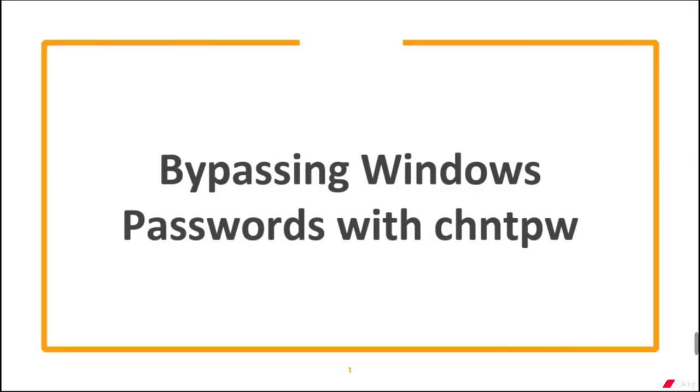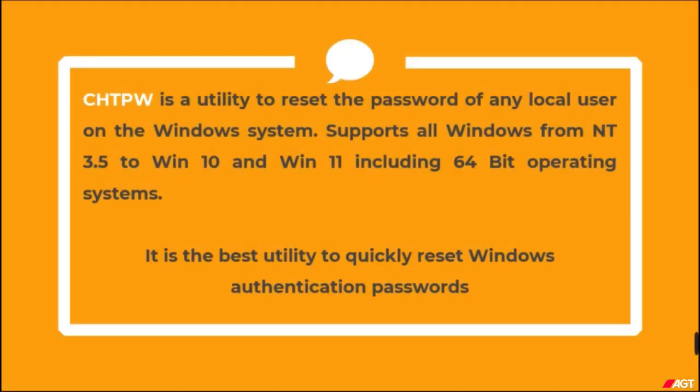In this lecture, we are going to see how we can bypass Windows password with a utility called CHNTPW. CHNTPW is a utility to reset the passwords of any local user on a Windows system. It supports all Windows from NT 3.5 to Windows 10 and Windows 11, including 64-bit operating systems. It is the best utility to quickly reset Windows authentication passwords.